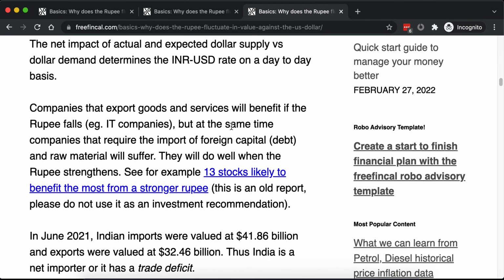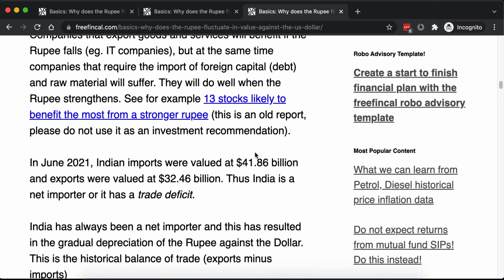Now, some of the common examples are, if there are companies which are exporting goods and services, like IT companies, then they will benefit if the rupee falls. But at the same time, if the rupee becomes weaker, then companies that depend on foreign capital or foreign raw materials will suffer, or vice versa. Now, if you look at our country, we are a net importer because in June 2021, the Indian imports were valued at about $41 billion, and the exports were valued at only $32 billion. So it has what is known as a trade deficit.